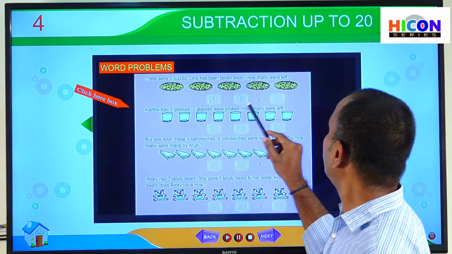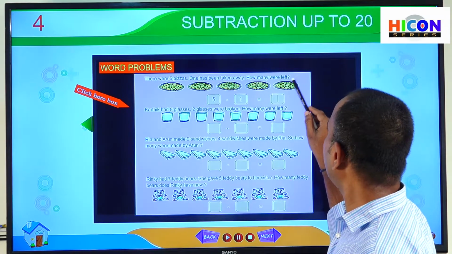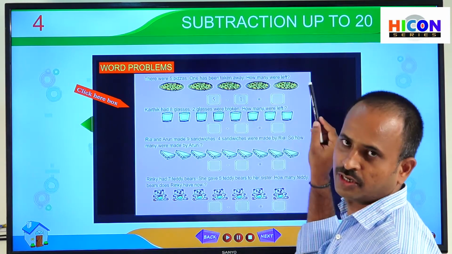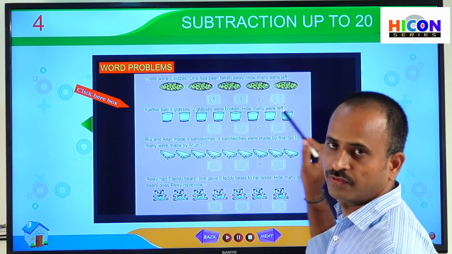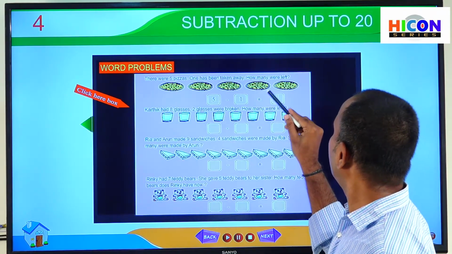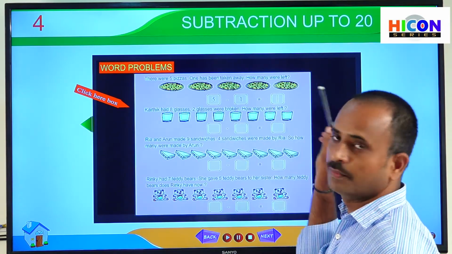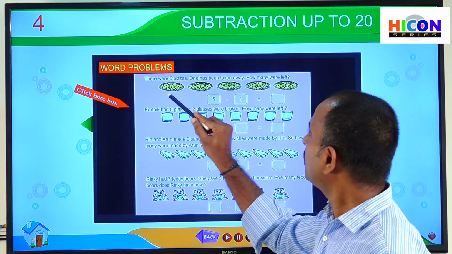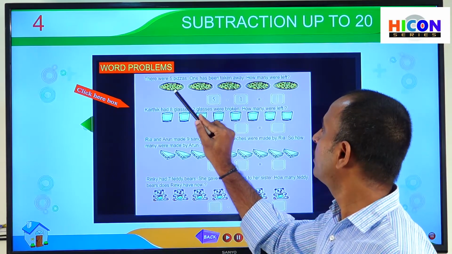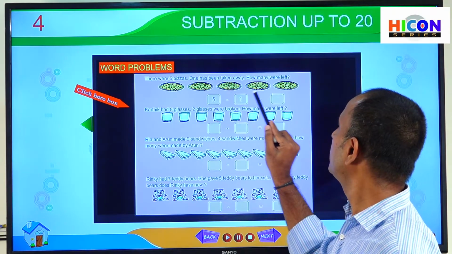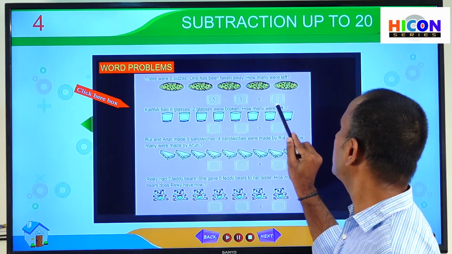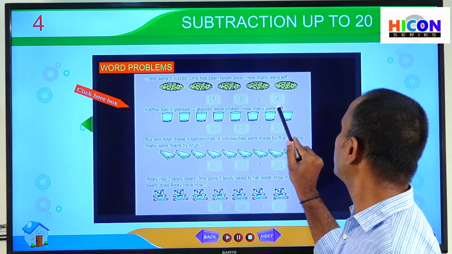That means if 1 pizza is taken away from the 5 pizzas, how many pizzas will be left there? So taken away 1 pizza, that means strike off 1 pizza among 5 pizzas and start counting how many left there. 1, 2, 3, 4. So 4 pizzas are left there. So write 4 in this box.